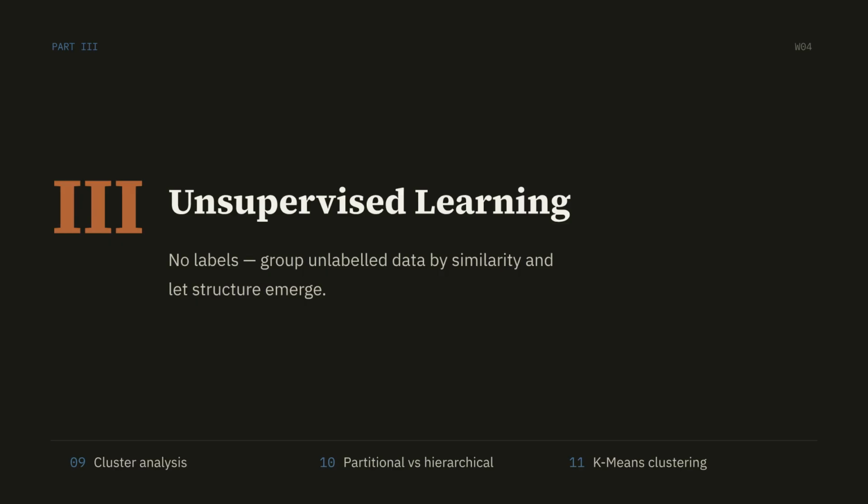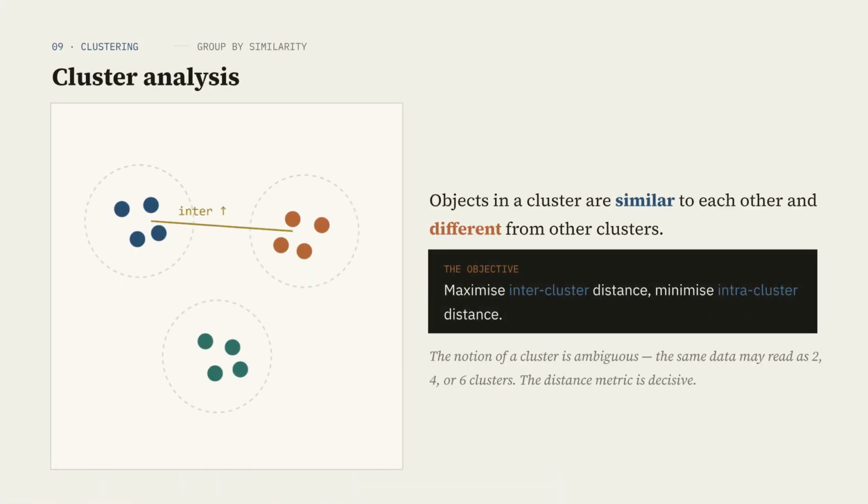Now we transition to part 3, unsupervised learning. Here, we work with unlabeled data where no target exists. Instead, we allow the machine to group observations based on hidden similarities in structure. Cluster analysis aims to maximize intercluster distance while minimizing intracluster distance. It's important to remember that clustering is subjective. The number of clusters depends heavily on your choice of distance metric and parameters.